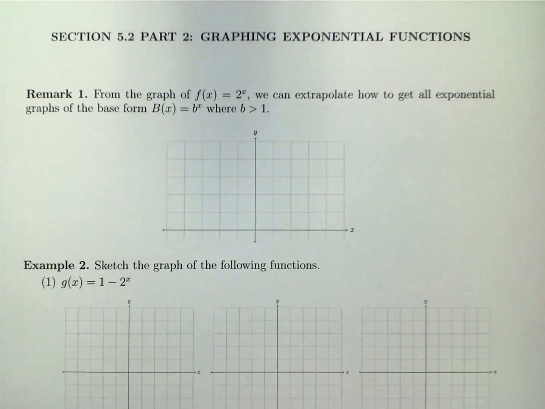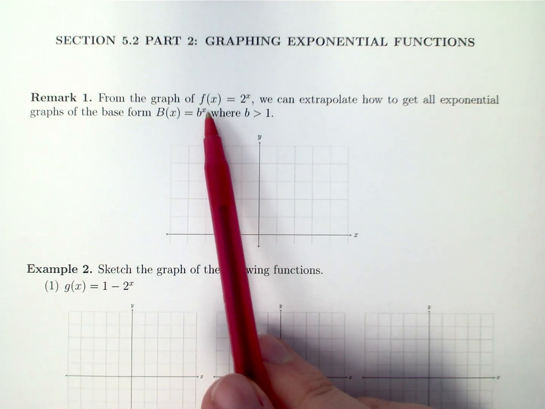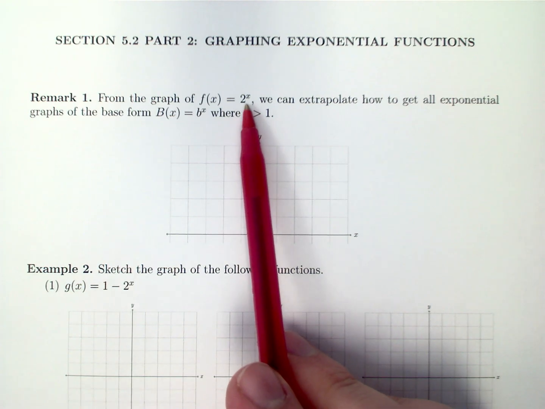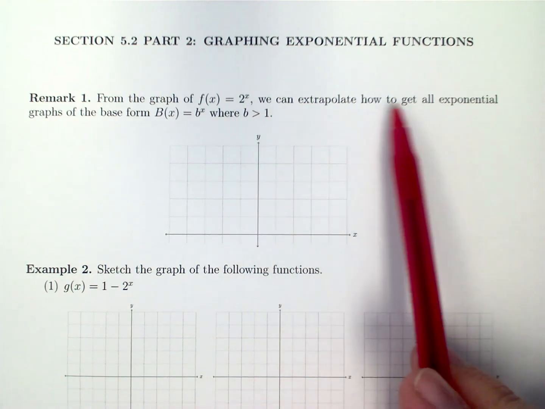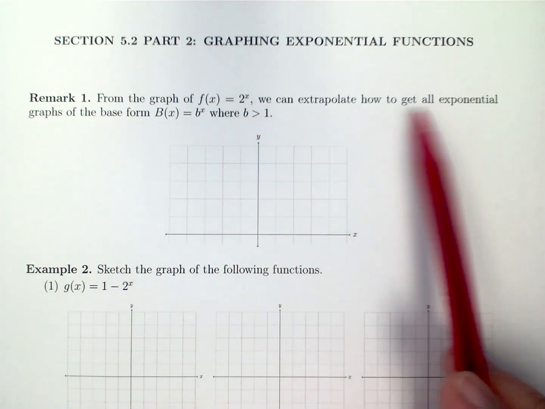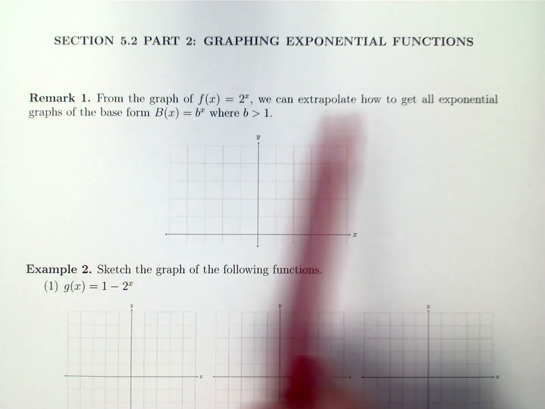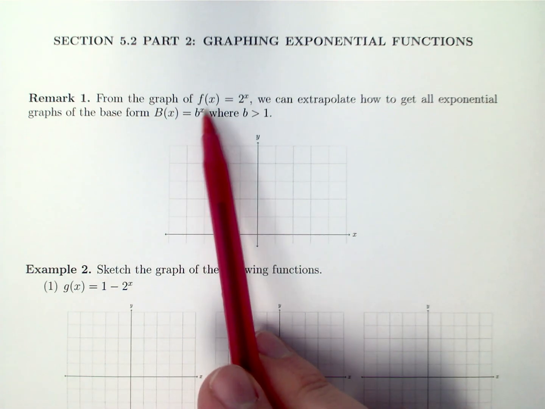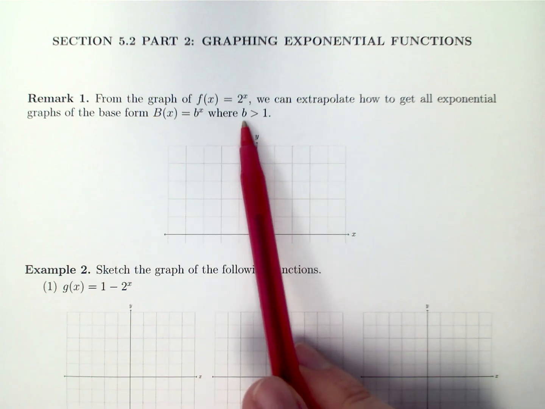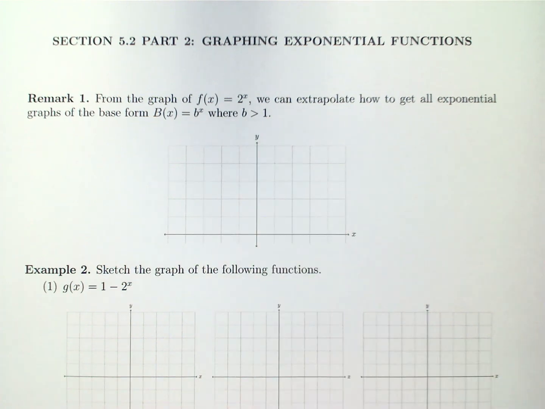In this lecture we're going to be discussing how to graph exponential functions. In the last lecture we talked about the graph of f of x equals 2 to the x. And as it turns out, with a couple of ideas we can basically get every other type of exponential graph of the base form b to the x, for any base, as long as that base is greater than 1.